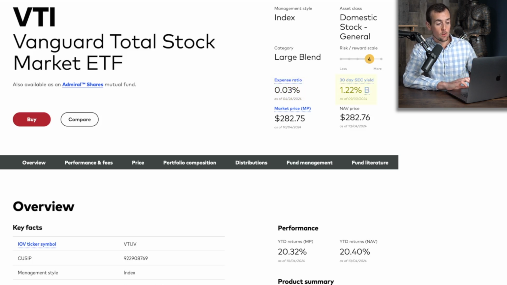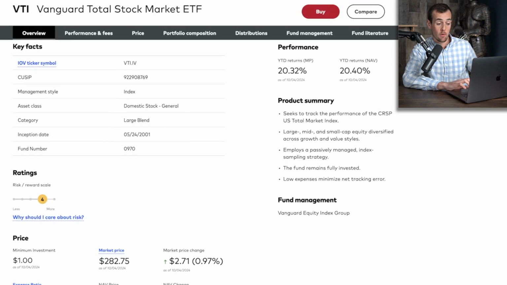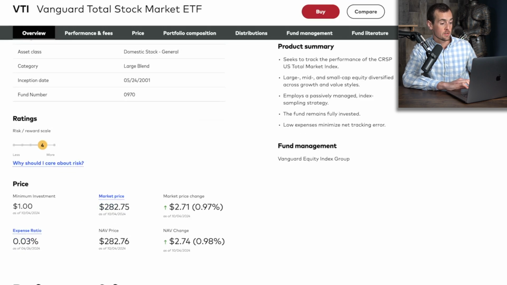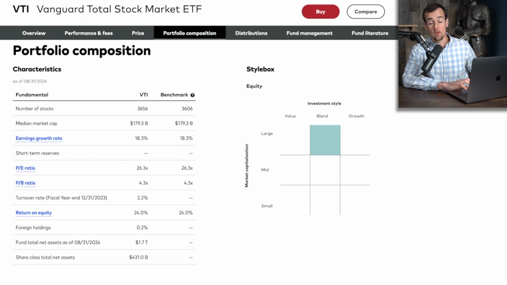and the dividend yield over the last 30 days is 1.22%. You can also get more details here about the benchmark as well as the performance over different periods of time. So year to date, for example, the return here has been 20.32%. If we look here at the portfolio composition, we can see that the number of stocks held within the fund is 3,656, which is quite a bit more than the 500 that you will see in VOO.